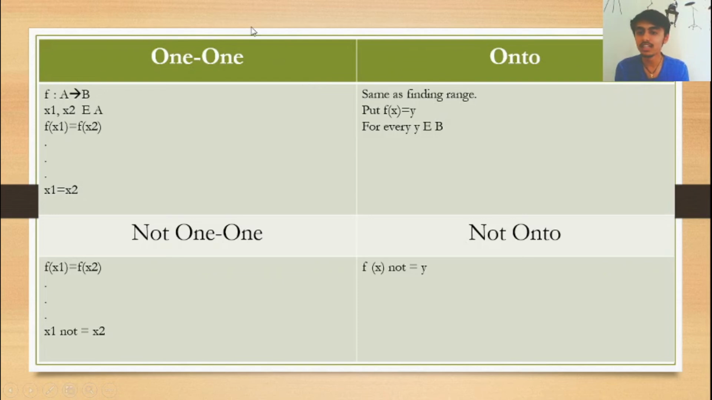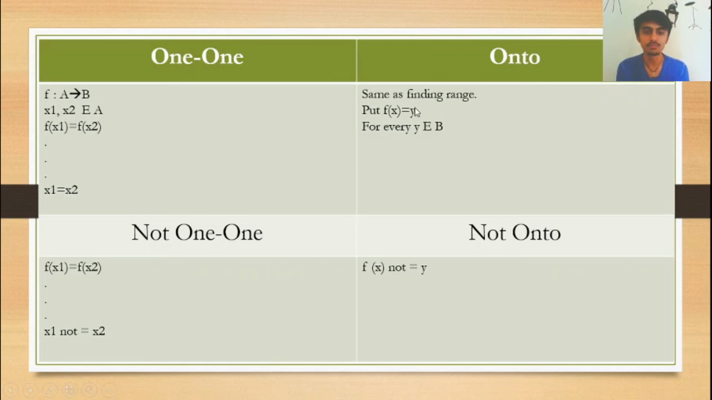So how to see whether it is 1-1 or not? f of x, f such that A to B, where x1 and x2 belong to A. This is not e, this is belongs to A. Therefore, how to find whether it is 1-1? We have to start from f of x1 equals f of x2. We have to write this. If at the end we see that x1 is equal to x2, then we can say it is 1-1. If at the end we see x1 is not equal to x2, then it is not 1-1.